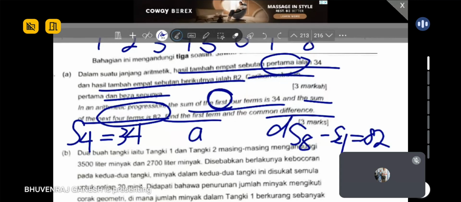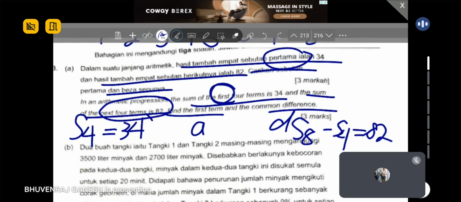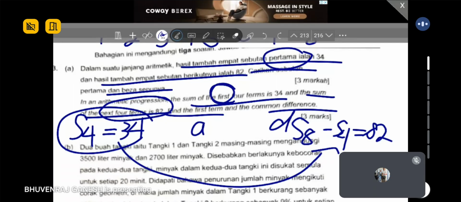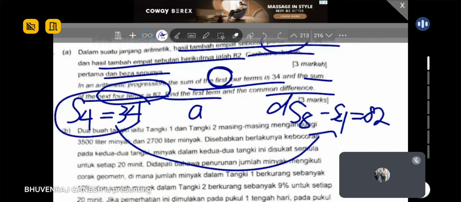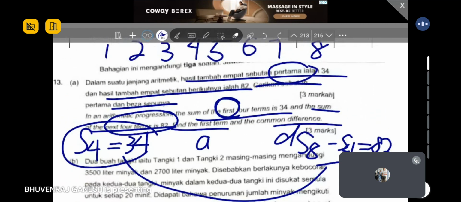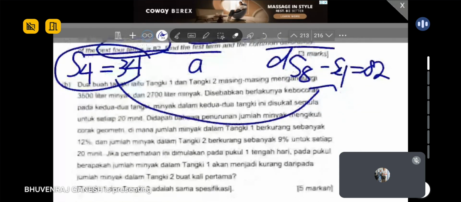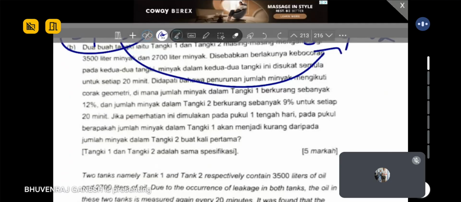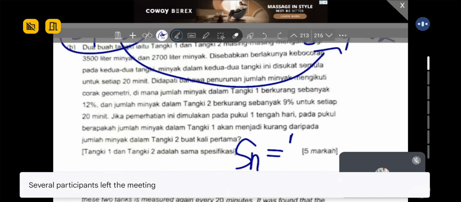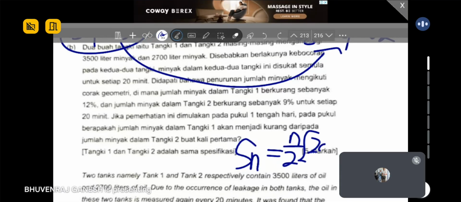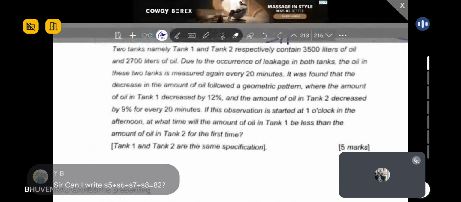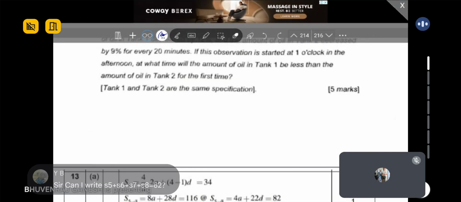So now you got two equations already. Okay, S4 you can actually substitute inside here. Gantikan saja. Okay, so that you get a new equation. Okay, dapat persamaan baru. Okay, so then you just use your formula for Sn for arithmetic. Okay, Sn equal to n over 2 (2a plus (n minus 1)d). Okay, guna rumus ni saja. Boleh selesaikan dah.